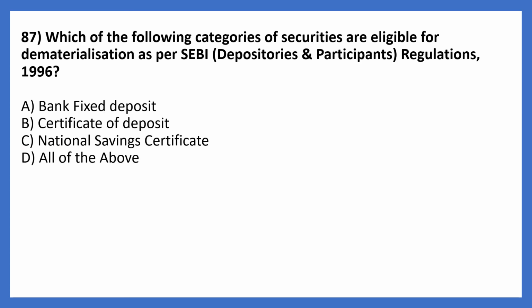Which of the following categories of securities are eligible for dematerialization as per SEBI Depositories and Participants Regulations 1996? Option A, bank fixed deposit. Option B, certificate of deposit. Option C, national savings certificate. And option D, all of the above. The correct answer is option B, certificate of deposit.